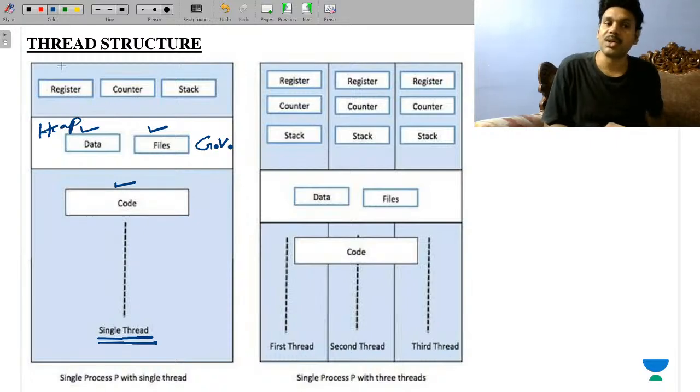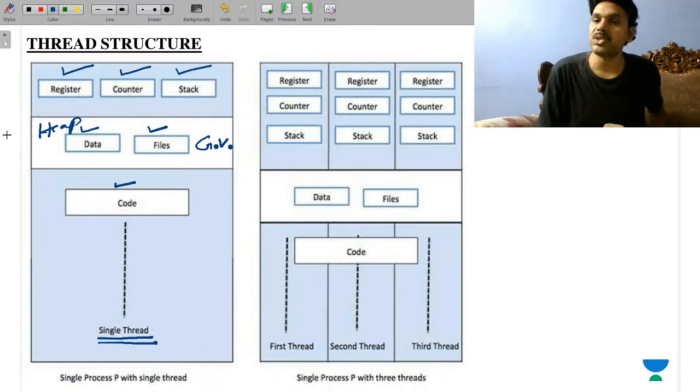So what can you not share? Registers you need to maintain carefully. Counter you need to maintain carefully. Stack you need to maintain carefully. Those three are the components you are supposed to use dedicatedly for every thread.